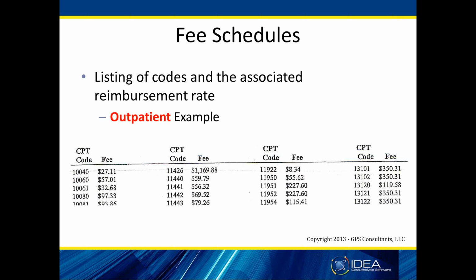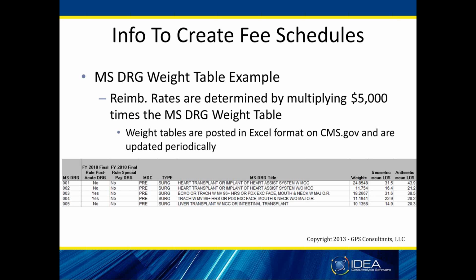You can see we've got a CPT code and an associated rate right there next to it. So here's a scenario where they don't give you the code and the associated rate. They tell you to use the CMS's MSDRG weight table and apply some multiple to it. In this case, it's $5,000. So CMS has an MSDRG weight table that you can access and get in Excel format from cms.gov.